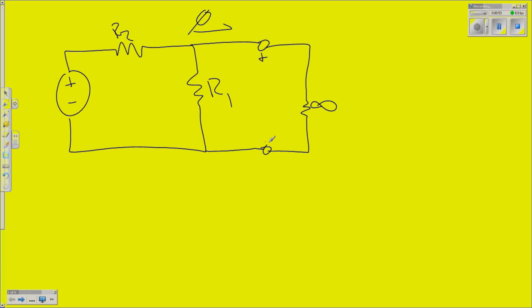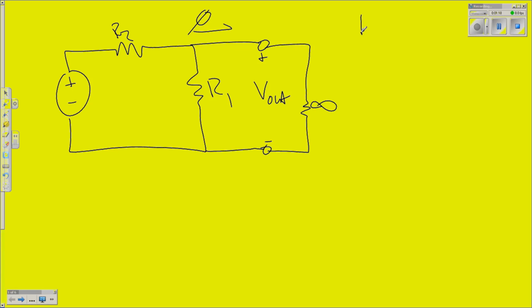And I do that because I want to know V out. I want to know how much voltage I get across that resistor. And what would I want then? Well, if I want a fraction of the input voltage. So in this case, all I have to do is set up the circuit in terms of Ohm's law.